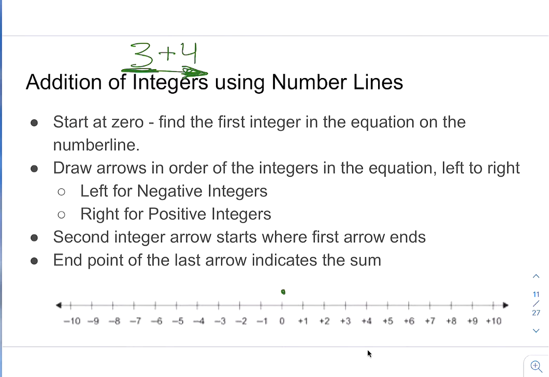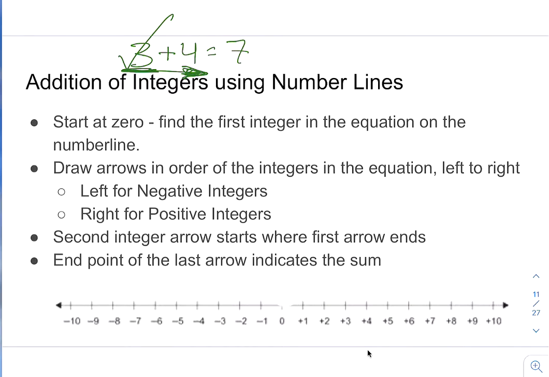I'm going to start at 0. I'm going to draw a line to my integer, which is positive 3. I've drawn the first integer. Check. Now I need to add 4. Starting where this one ends, on top of it, I'm going to draw an arrow representing 4 more movements. This one moves up 4 spots, 1, 2, 3, 4, and ends at positive 7. Now this is the end of my integers to add, so where this last arrow ends, that is my answer, equals 7.